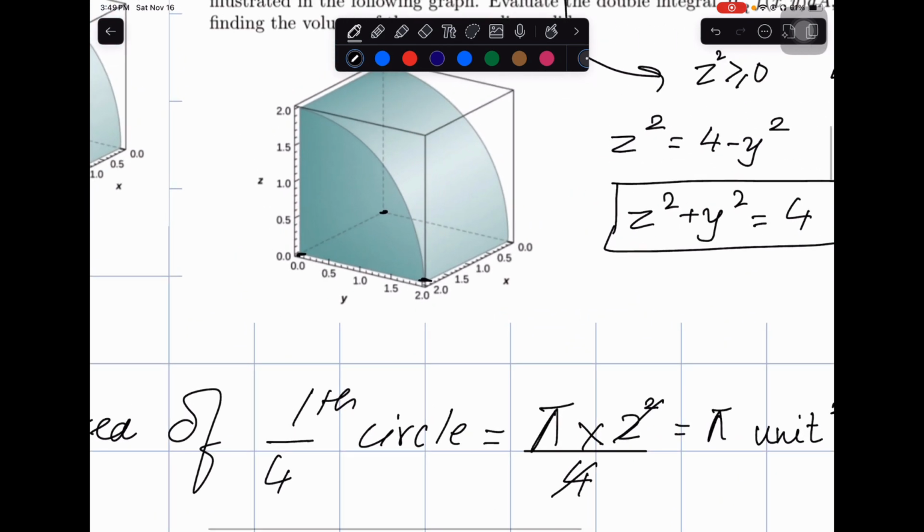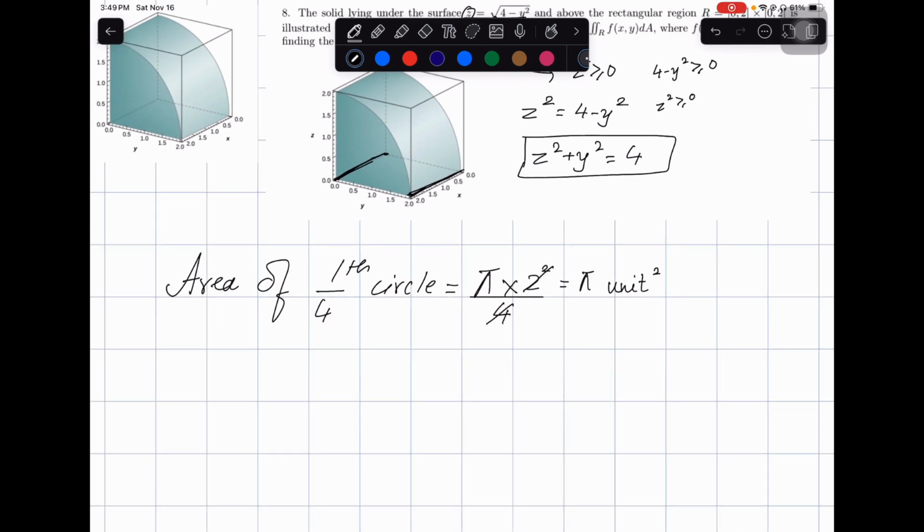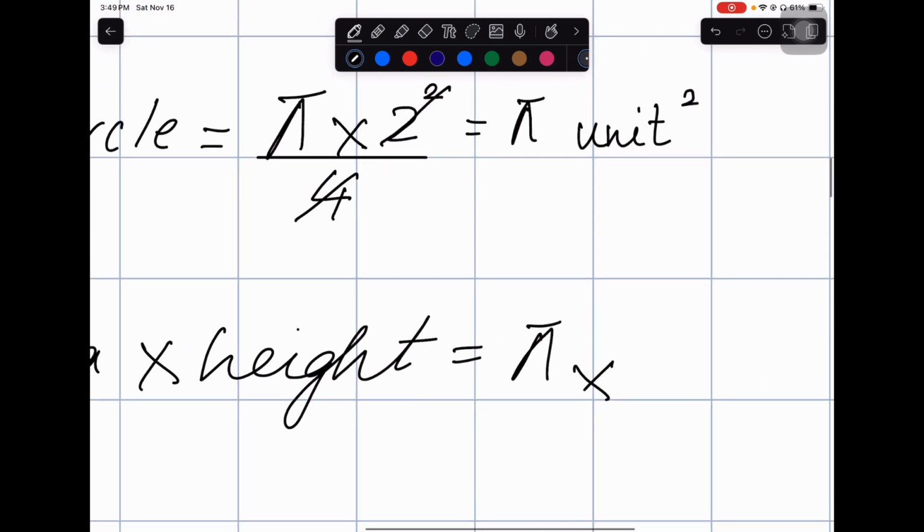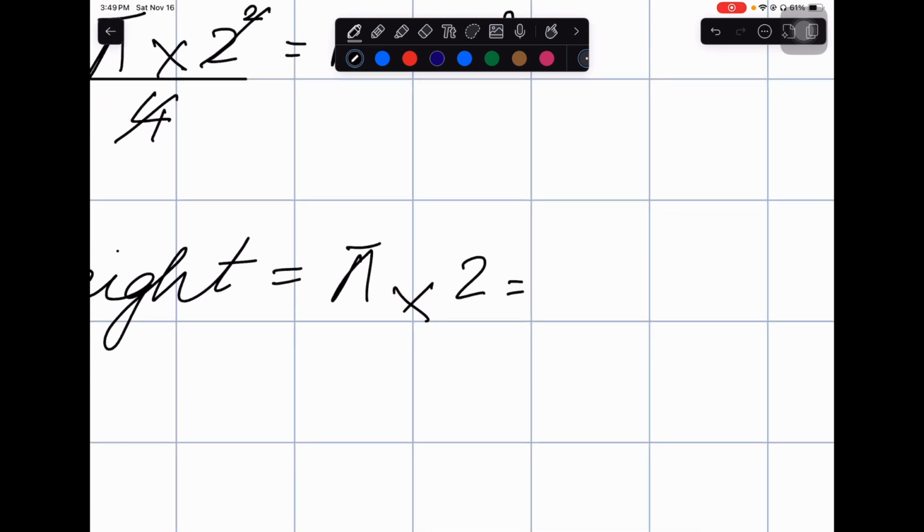But now we're not asked to find the area, but the volume. So what would be the volume? The volume would be the area of the quarter circle times this length. You can call it height, width, whatever you want. So volume is equal to area times height. It starts from 0 and goes till 2, so it would be 2 minus 0, that is 2, which gives 2 pi unit cubed.